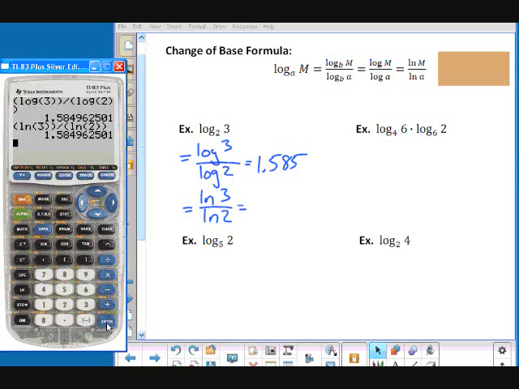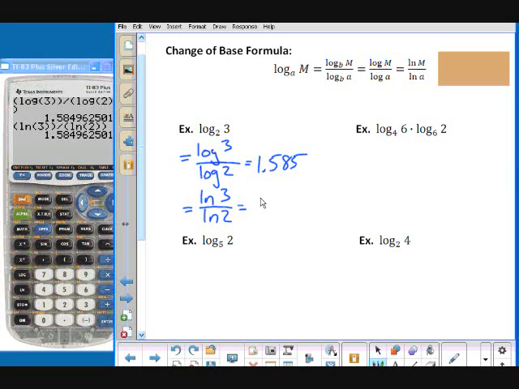Hey, look at that. 1.585. Okay, so it doesn't matter which of these you use. They'll both give you the same answer. And that's how our change of base formula works. I can change it to any base, but there's two bases that make sense. Okay? For me personally, I prefer one of these over the other.